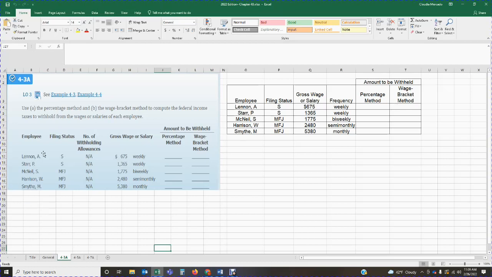We're going to go over 5 examples. We have weekly, bi-weekly, semi-monthly, and monthly pays. We've got single or married filing jointly. So we're going to go over this.